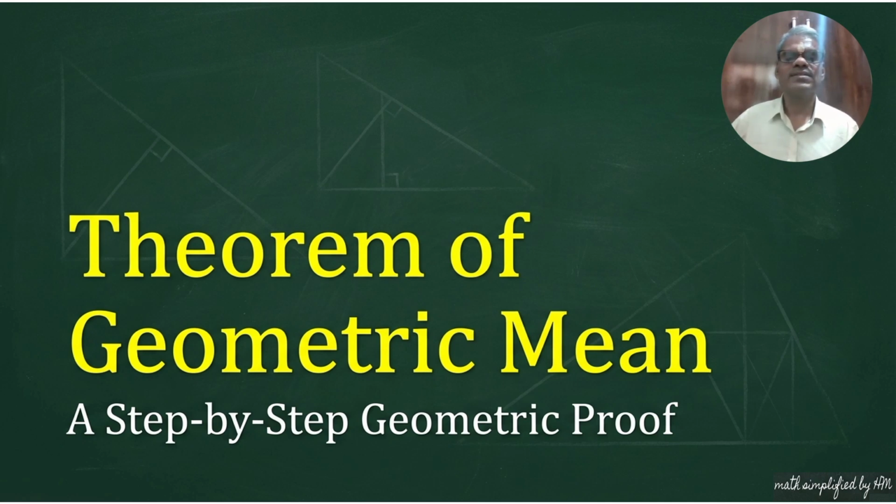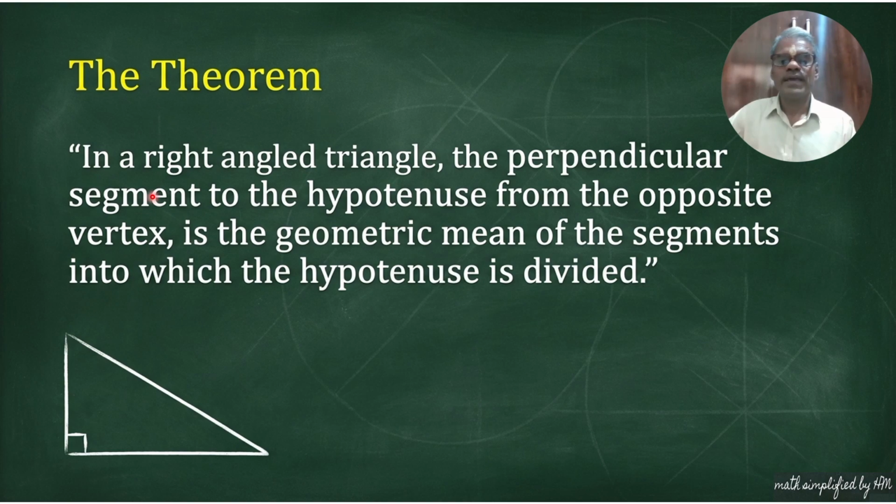Let us get started. Theorem of Geometric Mean, a step-by-step geometric proof. The theorem: in a right angle triangle, the perpendicular segment to the hypotenuse from the opposite vertex is the geometric mean of the segments into which the hypotenuse is divided.